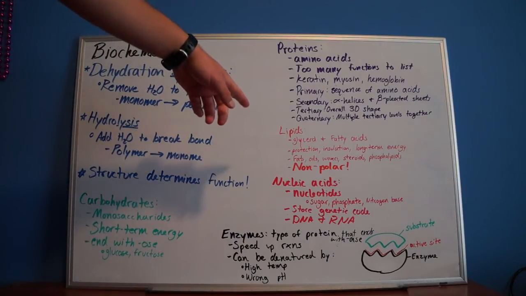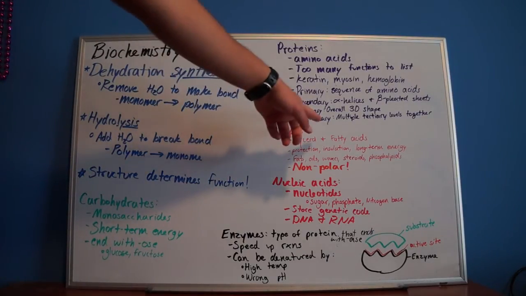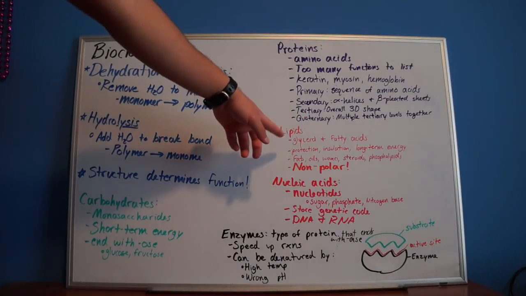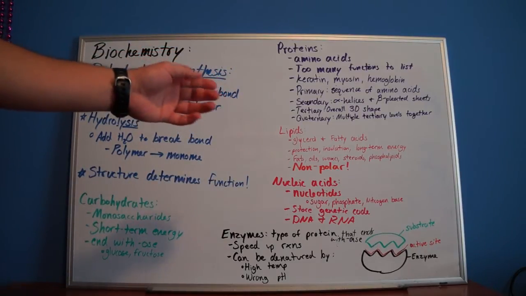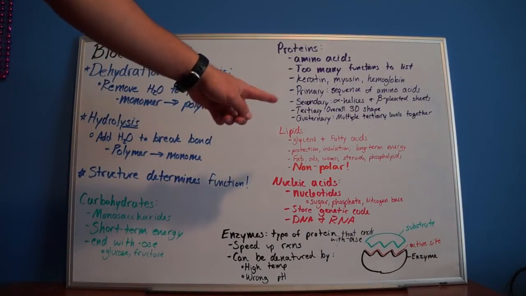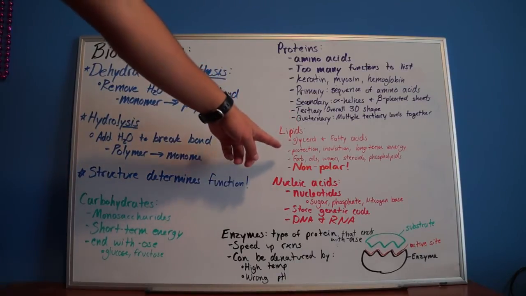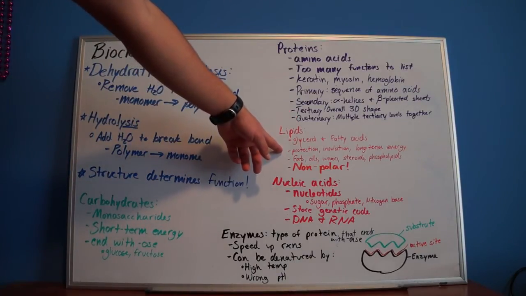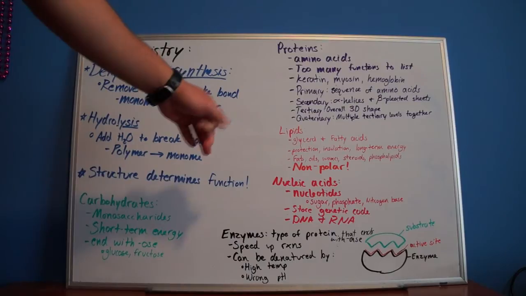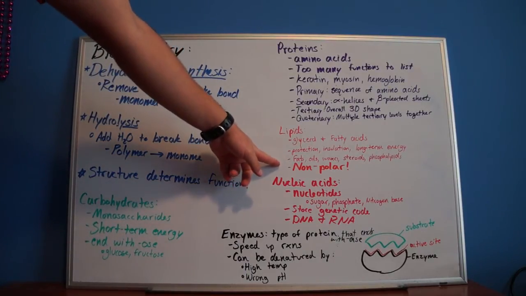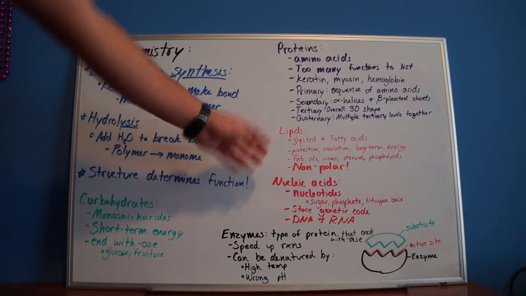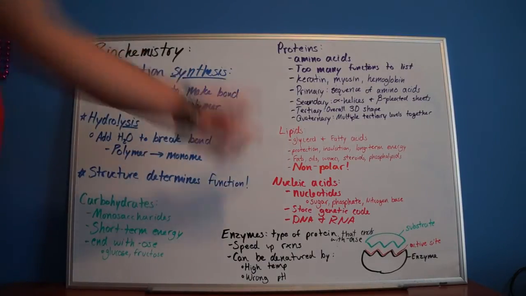Lipids, their monomer is glycerol and fatty acids. They provide several things. They provide protection, insulation, and long-term energy. They have 5 different classes of the molecules, so fats, oils, waxes, steroids, and phospholipids. I think that part kind of tripped a lot of people up. They left off some of those, so make sure you do know those 5 types. And then the big thing about them is that they are non-polar, so they do not have an overall charge, meaning they do not mix with water.